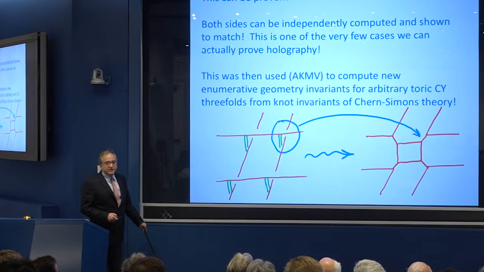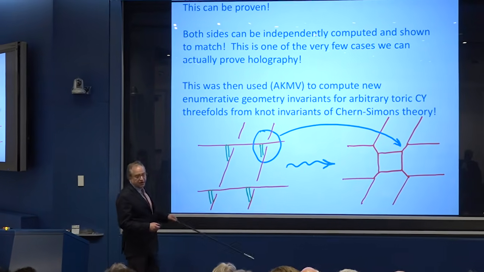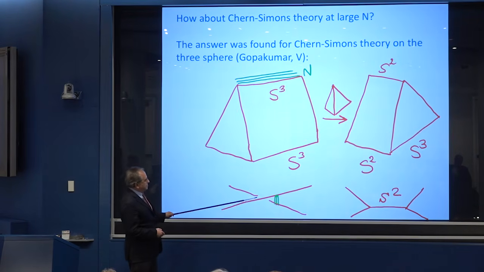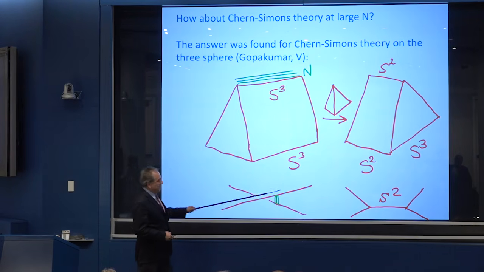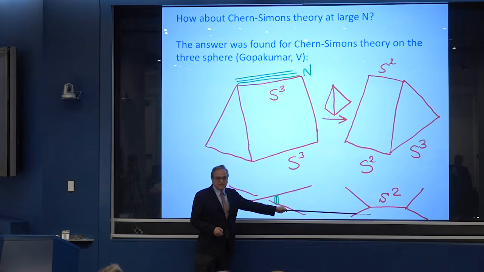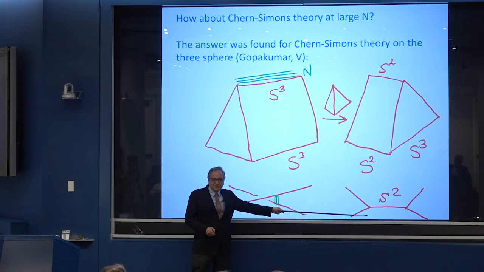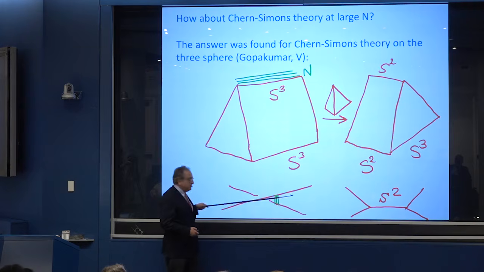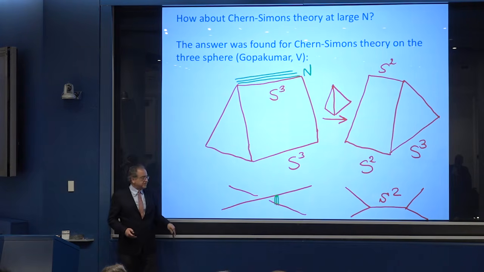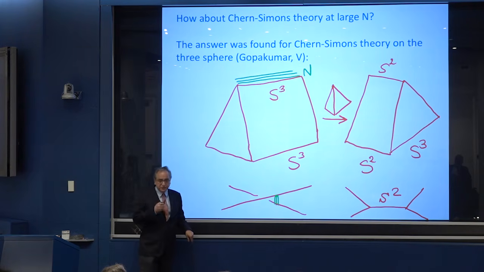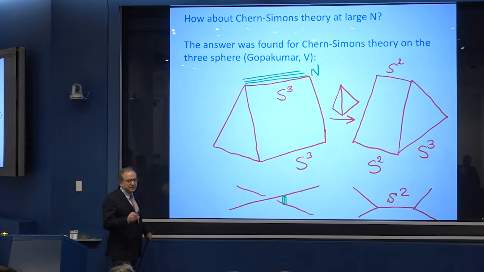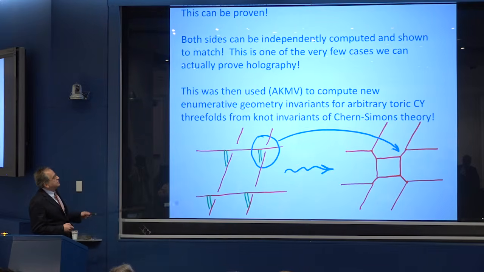And then this actually can be proven. Namely, you can compute both sides. You can compute the Chern-Simons theory on this side, and you can compute this side, which has nothing to do directly with Chern-Simons theory. It's just topological string holomorphic maps into this geometry. You can compute them to all orders in genus and check that they actually agree. So this one is actually the first kind of check where you can actually prove to all orders that holography works. And that's what we did.